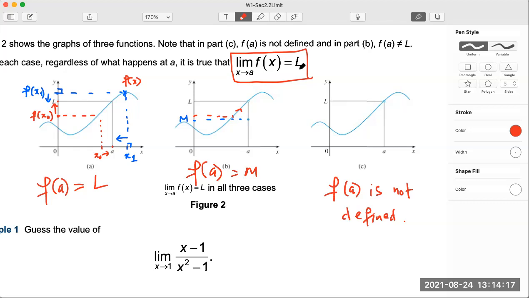Yes. Even though the limit of all these functions is L, the function could be undefined, or it could be defined by a different number, or it is defined at the same value. I know it's a little confusing at first, but is the concept clear now? Very good.